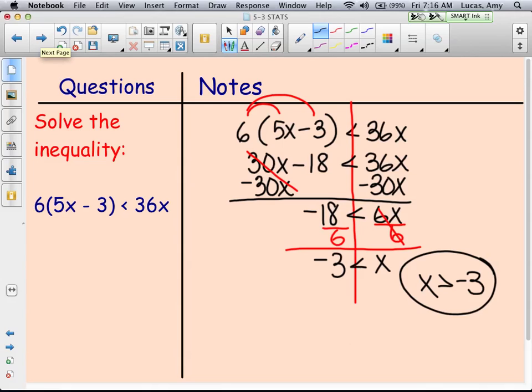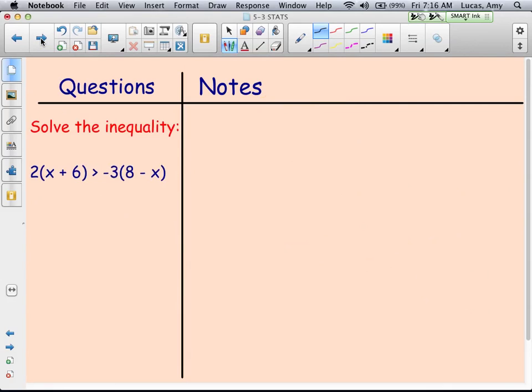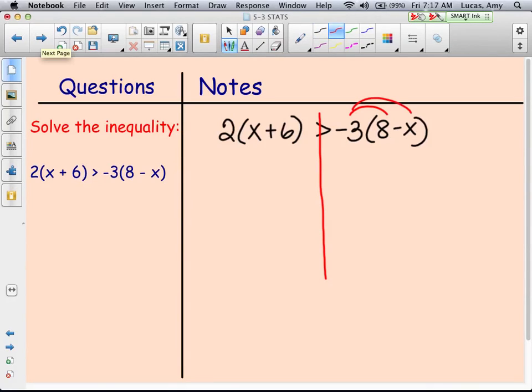On this problem, I did not have to flip my symbol around because I was dividing by 6 as an action step and subtracting 30x. So subtraction never causes you to flip your symbol, and neither does addition. It's just multiplying or dividing by a negative number. More parentheses. This time we have parentheses on both sides. So I need to distribute on both sides.